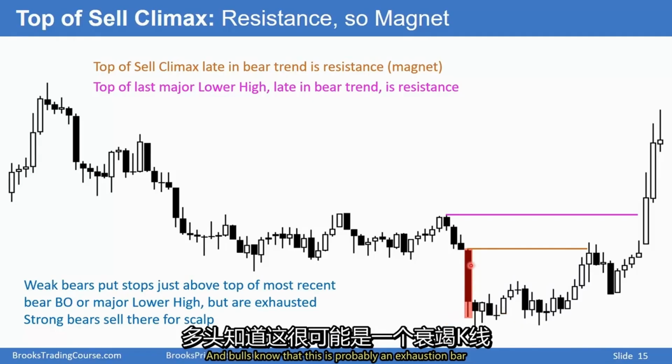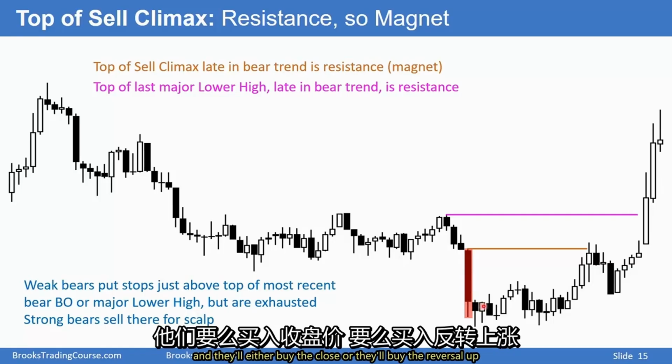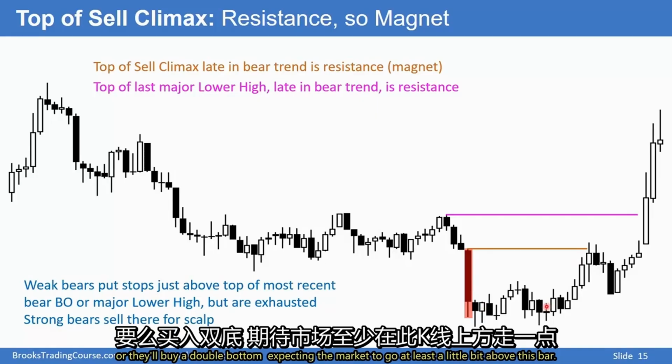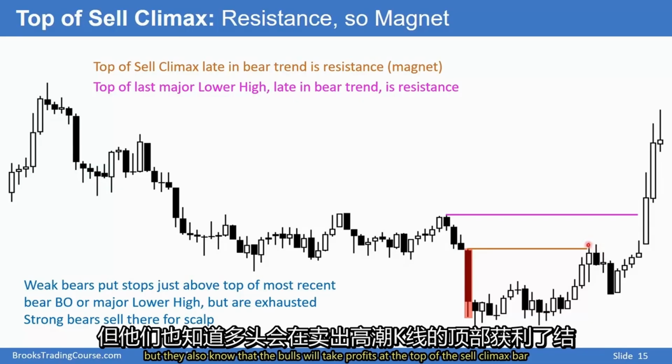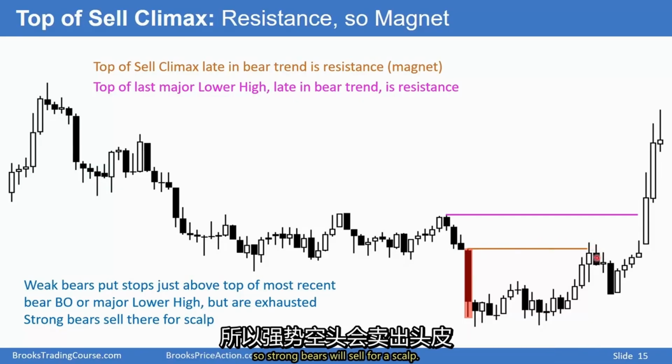And bulls know that this is probably an exhaustion bar, and they'll either buy the close, or they'll buy the reversal up, or they'll buy a double bottom, expecting the market to go at least a little bit above this bar. Strong bears know the weak bears will give up, but they also know that the bulls will take profits at the top of the sell climax bar, so strong bears will sell for a scalp.